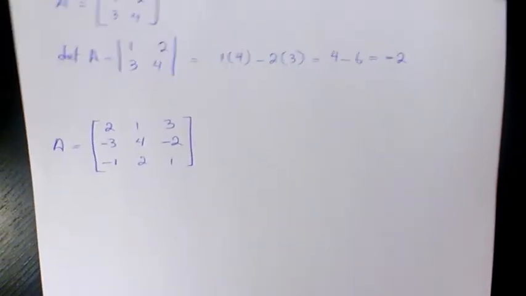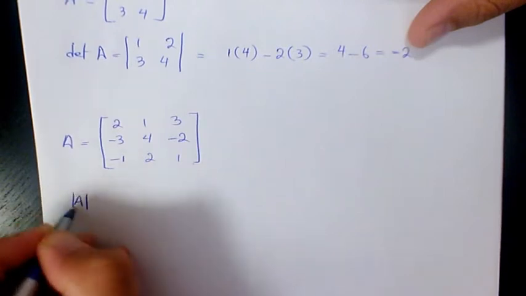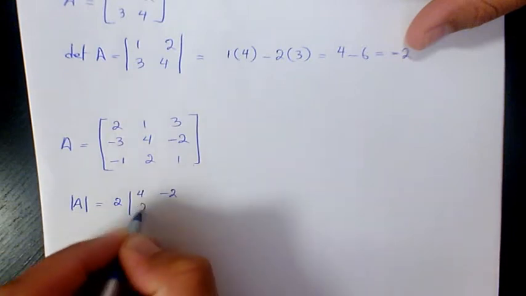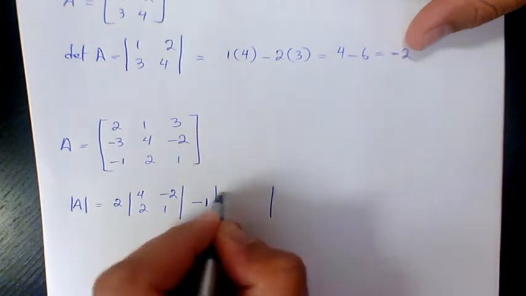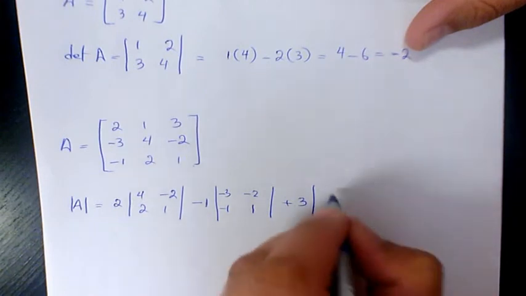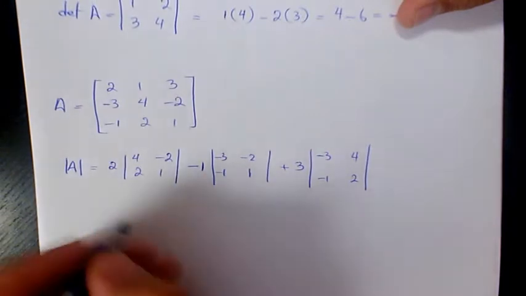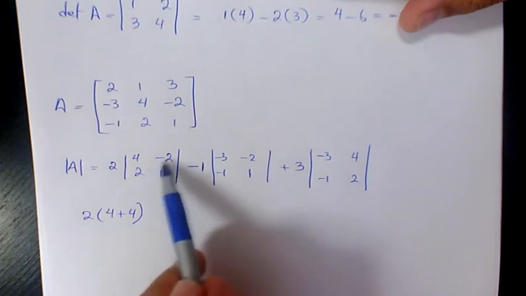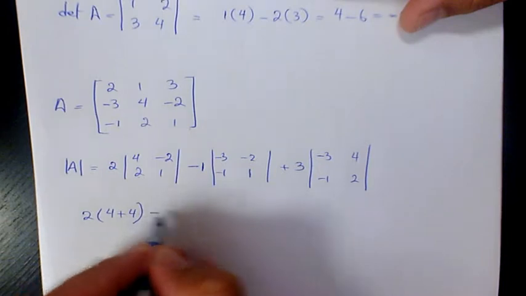Then the next matrix is 3 by 3. So the determinant of A is going to be 2 times the determinant of 4, negative 2, 2, 1, minus 1 times the determinant of negative 3, negative 2, negative 1, and 1, plus 3 times the determinant of negative 3, 4, negative 1, and 2. So that's going to be 2 times 4 plus 4, because negative 2 times 2 is negative 4, and the minus behind it makes it positive.